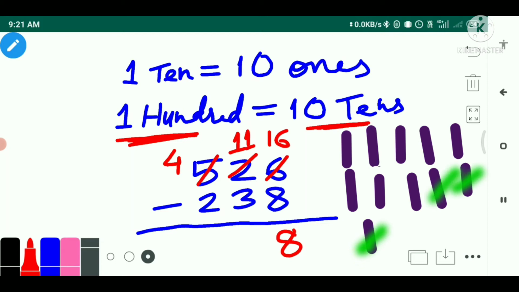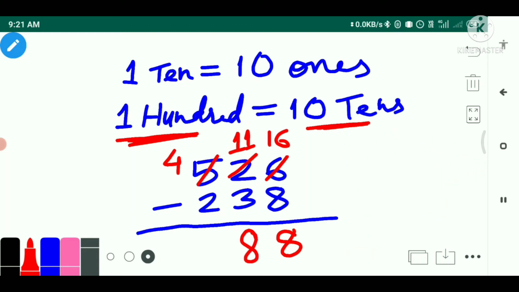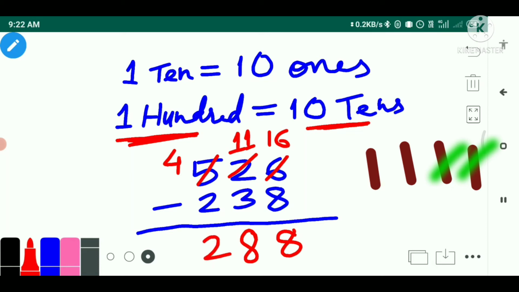How many lines will be left behind? 8 lines, right? Now see, in 100 place 4 is there, so 4 minus 2, it will be how much? 4 lines are there. Now just cut 2 lines, you will get 2 lines. So like this only we have to do subtraction of any 3-digit number. Okay, so now we'll do some questions that are given in your book.